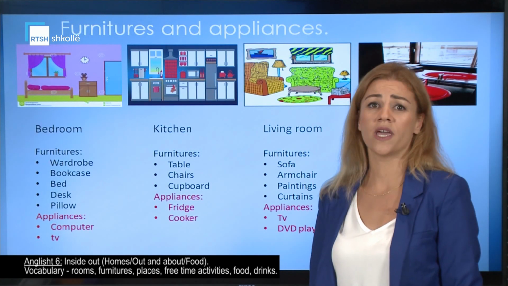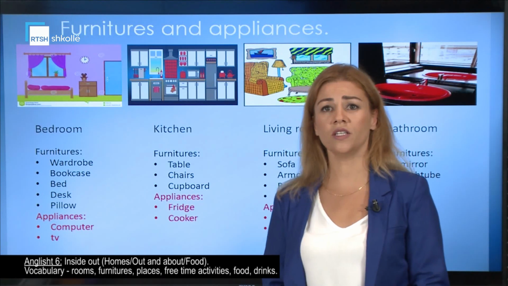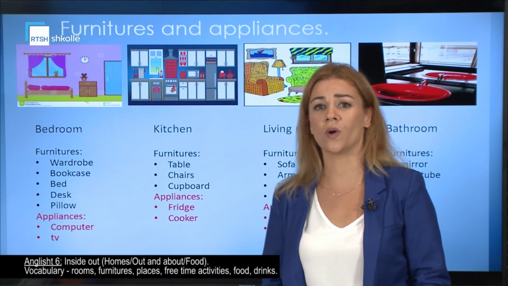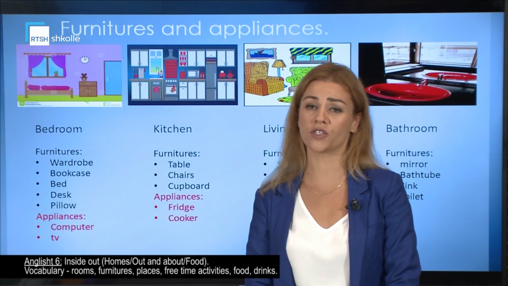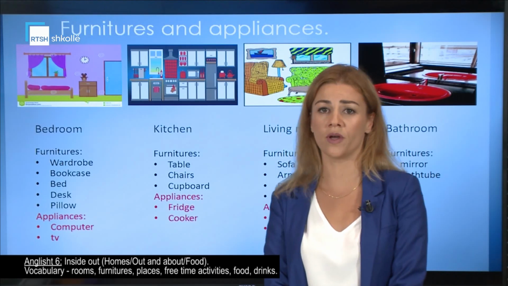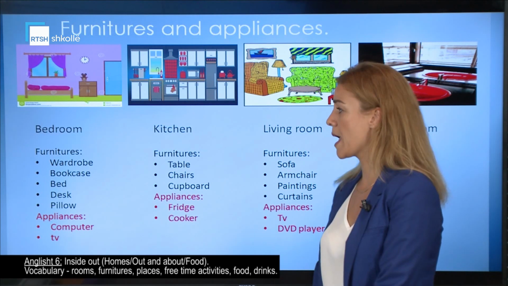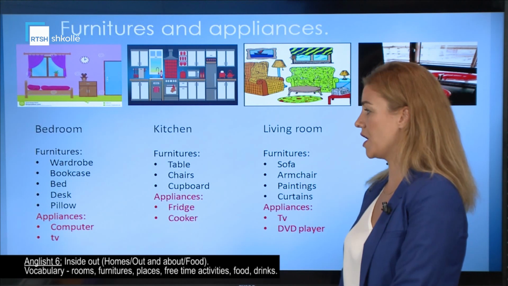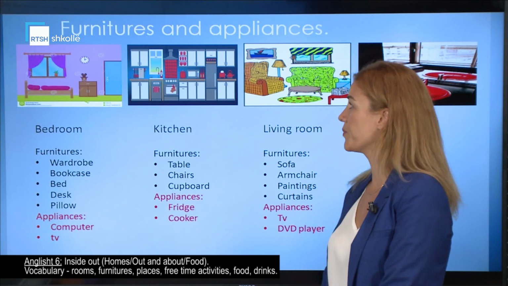But you know, inside a house we find rooms, and inside rooms we find furniture and appliances. Let's go on. Bedroom. We are going to see what furniture we find in a bedroom. In a bedroom we've got a wardrobe, bookcase, bed, desk, pillow, and we find appliances such as computer and TV.